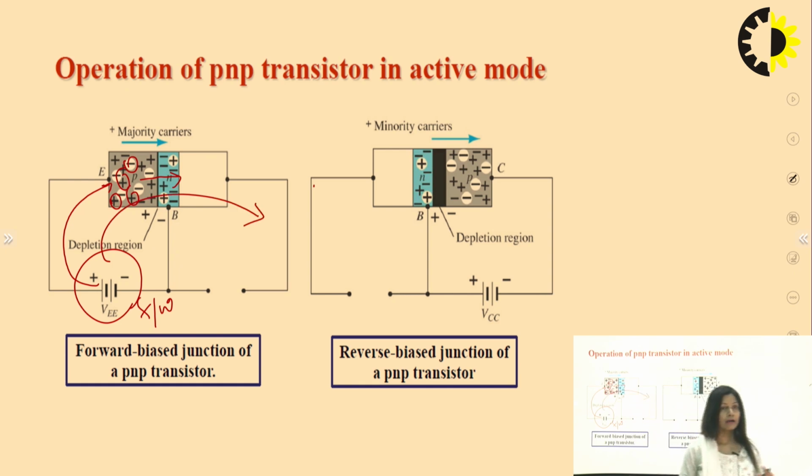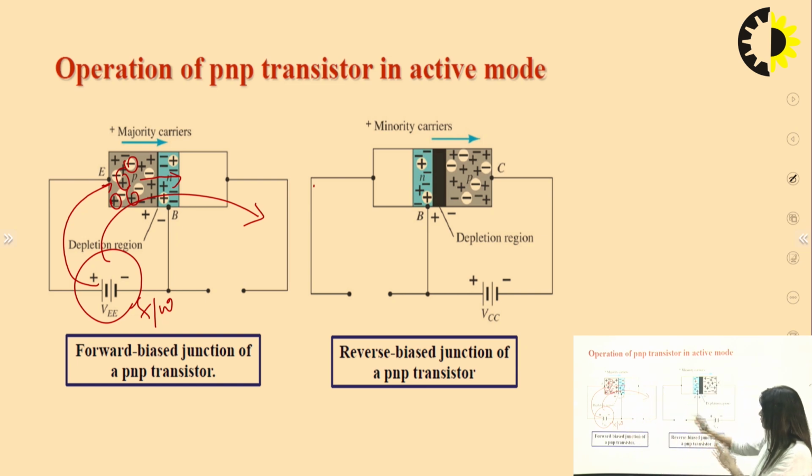So one is that the holes are crossing the junction, and out of 100, 4 holes are captured by the base, and the remaining 96 cross the junction, and they are responsible for the current flowing across the transistor, right? So this is how the forward bias is working.